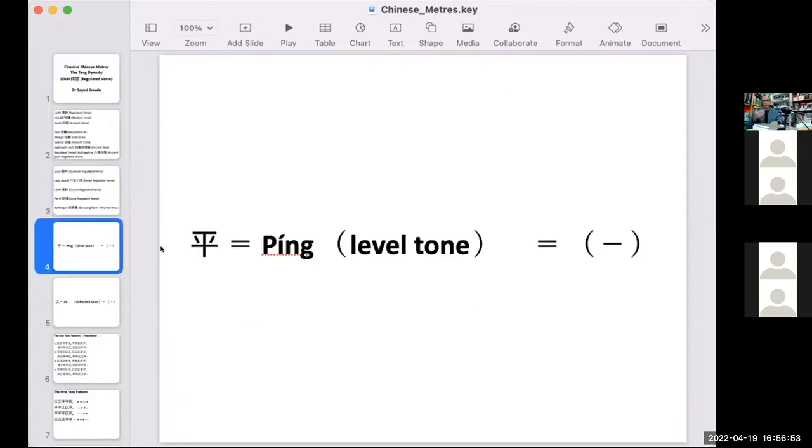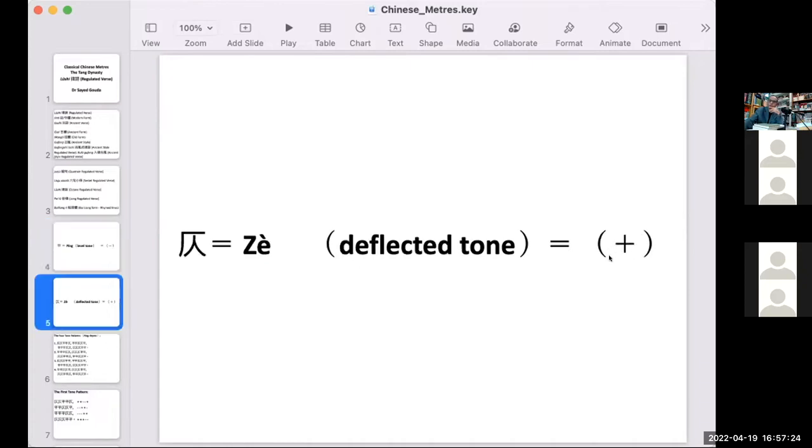In the classical period, during the Tang Dynasty, the foot, which is the musical unit, the rhythmical unit that's used in the poetry, and you can find it in any poetry, English, French, any poetry you study. In Chinese, it's called ping and zi. Ping is the level tone, and usually we refer to it with this hyphen, or minus, let's say, and zi, deflected tone, we refer to it as plus.